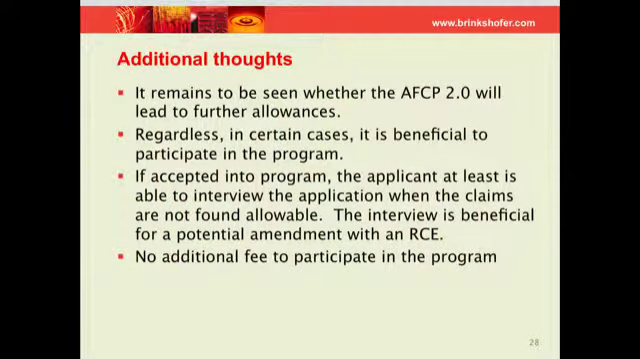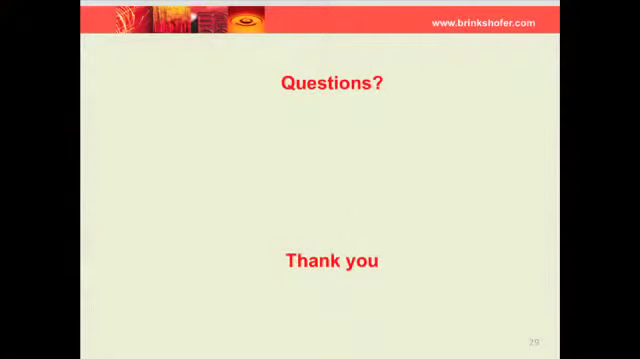And the final thing is there's no additional fee to participate in the program. So other than the normal after-final fees, you can still participate in the program at no additional cost.